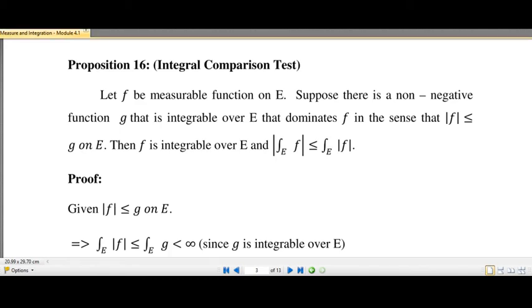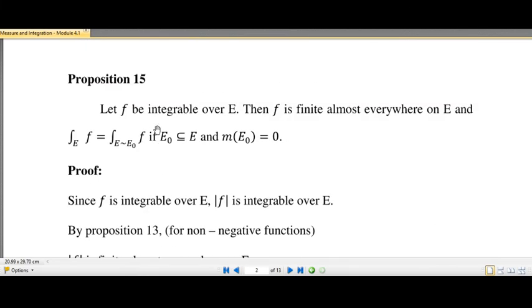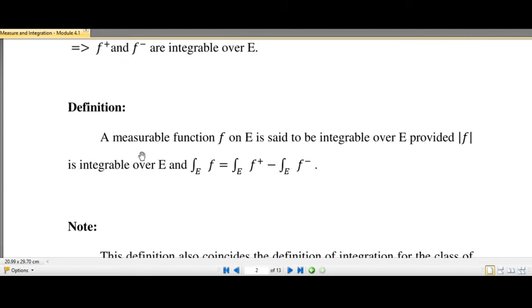Hello everyone. In this video we are going to discuss the integral comparison test. Before we study this integral comparison test, let us recall when a measurable function is said to be an integrable function. The definition: a measurable function f on E is said to be integrable over E if modulus of f is integrable over E.